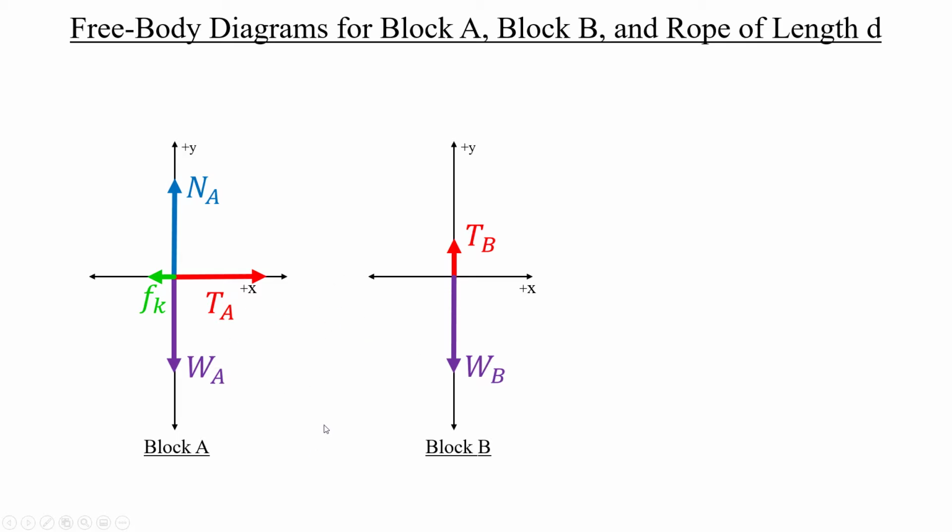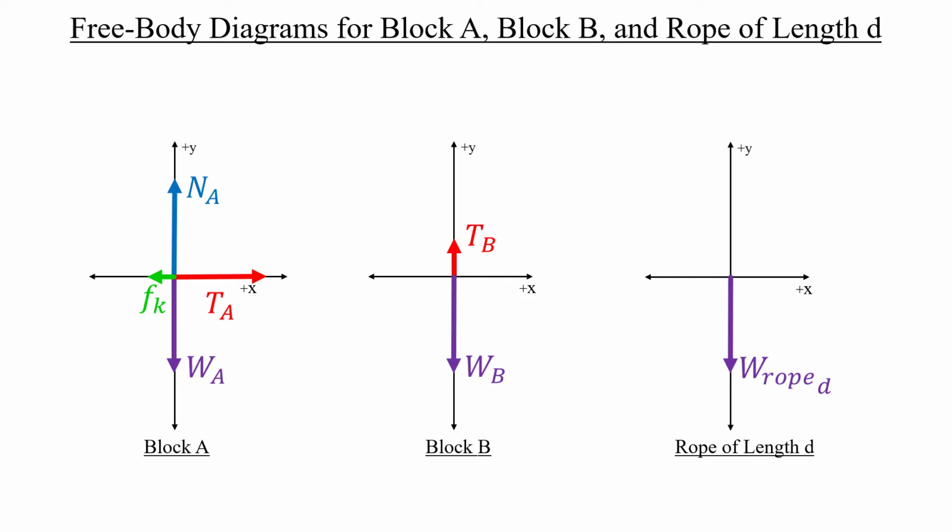Anyway, let's move on. Rope of length D. What are the forces acting on that? Well, we have that chunk of rope's weight that pulls directly down. We also have the tension from block B pulling it down as well, and then from the other side of that chunk of rope, we have the tension from block A side pulling from the other direction. So those are all the forces on our free body diagrams.